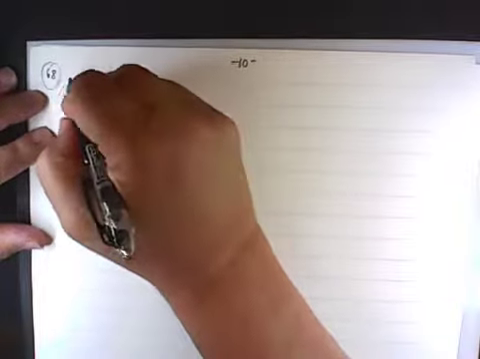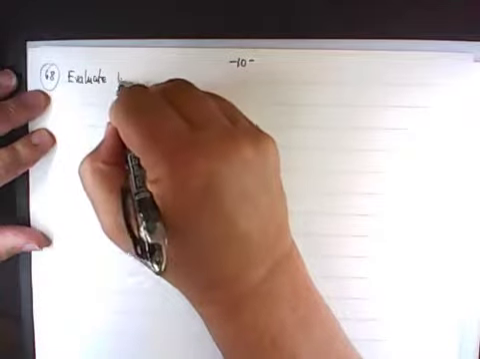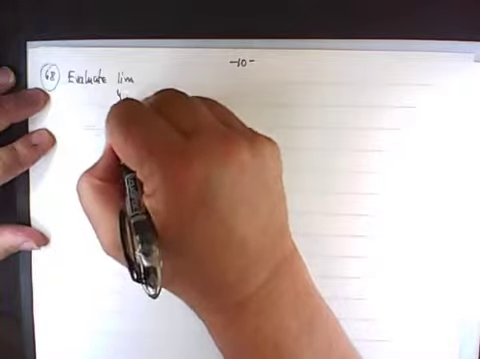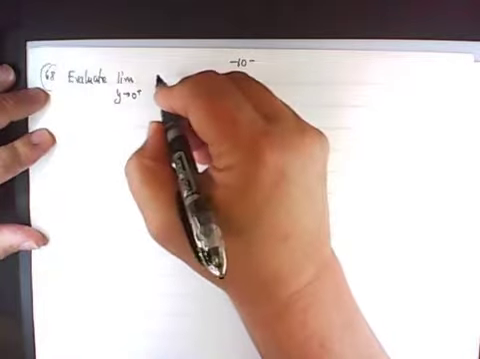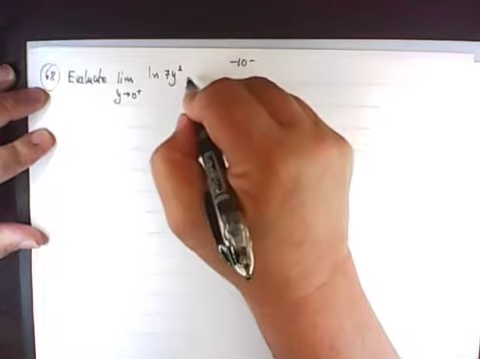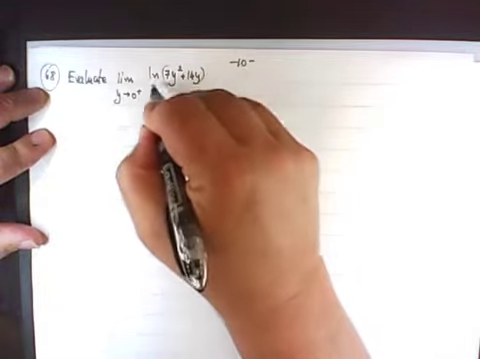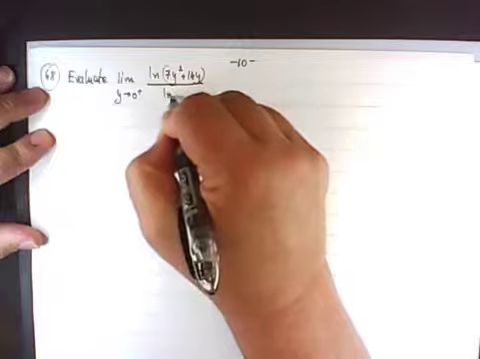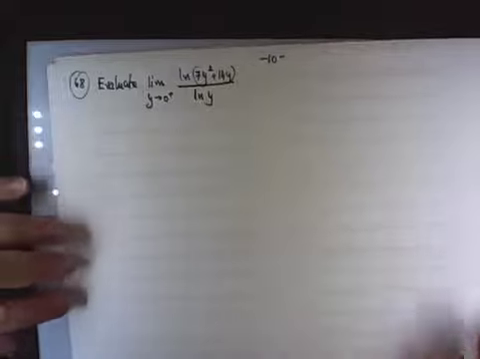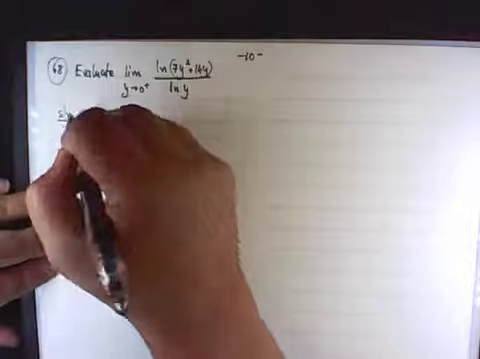We want to evaluate the limit as y goes to 0 plus of natural log of 7y squared plus 14y divided by natural log of y. And of course, we'll use L'Hopital's rule, but I like to test the possibilities of L'Hopital, okay?